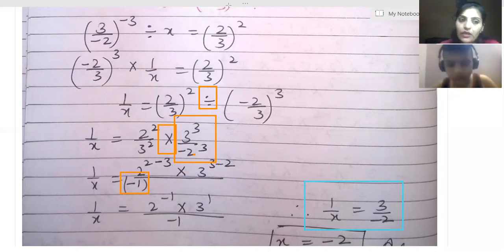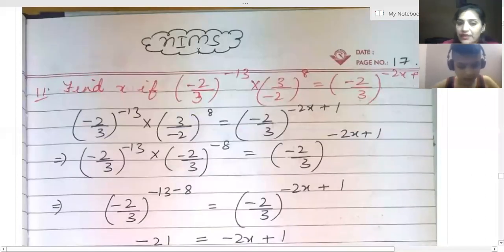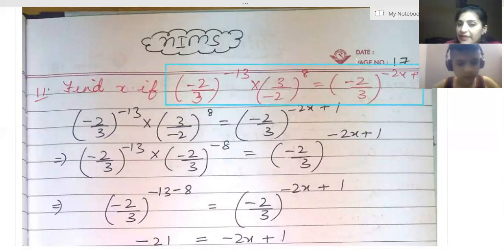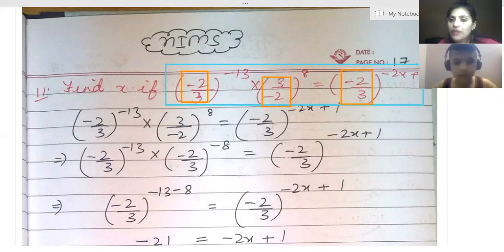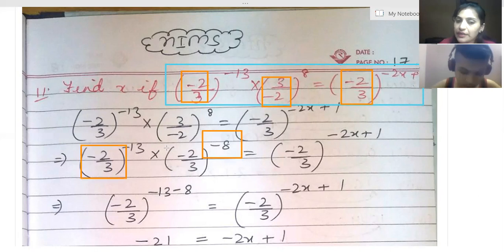Very good. Okay, now we will move on to the next question. Next is beta, find x if (-2/3)^-13 multiplied by (3/-2)^8 is equal to (-2/3)^(-2x+1). Now you have to keep a small thing in mind. If we compare the bases of these three terms, if we reciprocate this one, then the base of all three terms will be the same. So when you reciprocate it, the power will become negative. So when (-2/3)^-13 gets multiplied by (-2/3)^-8, powers will get added up.